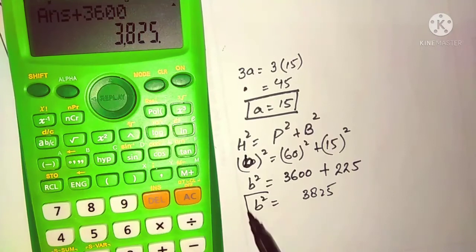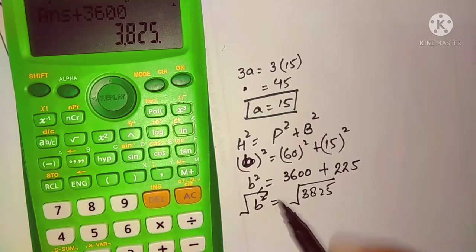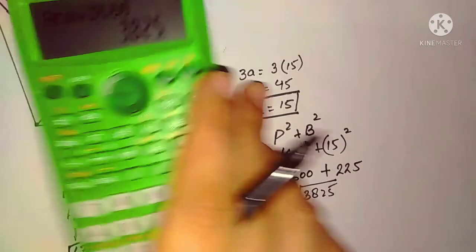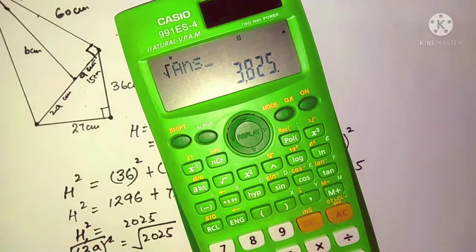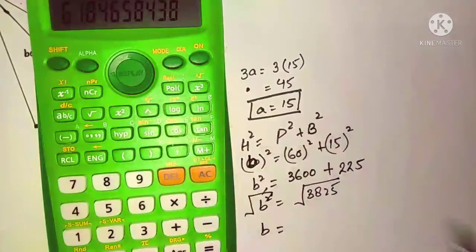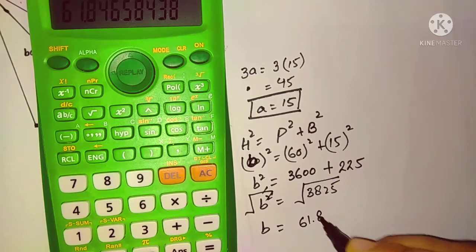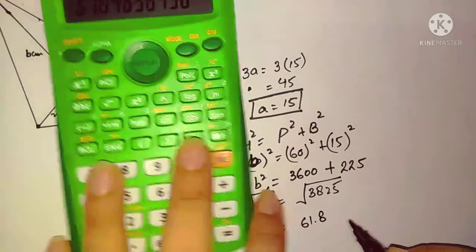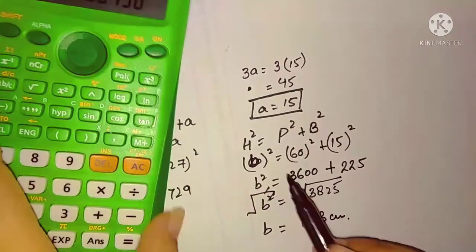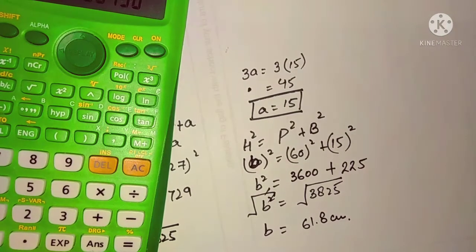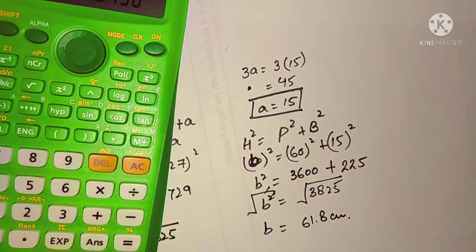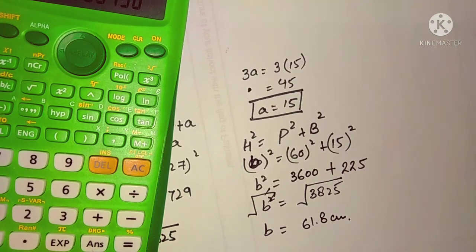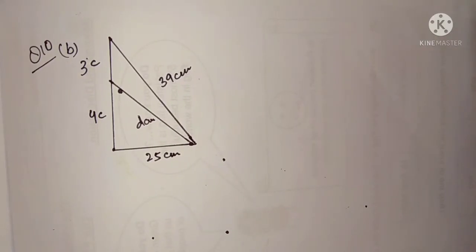So B square is equal to, I will add 225 in 3600. So I will get 3825. Okay, so now we don't want this square. So to omit the square, I will take square root on both sides. So the value of B will be equal to, now when I will take the square root of the answer, I will get 61.8. So B is equal to 61.8 centimeter.